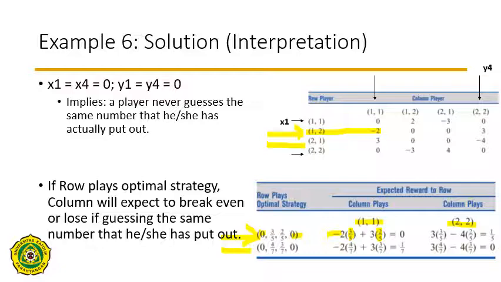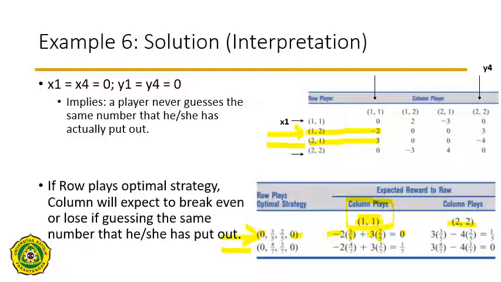But if the row player plays the third strategy against 1, 1 from the column player, the row player will win $3. So the expected reward for the row player against column strategy 1, 1 equals $0. Not too bad. Nobody wins, nobody loses.